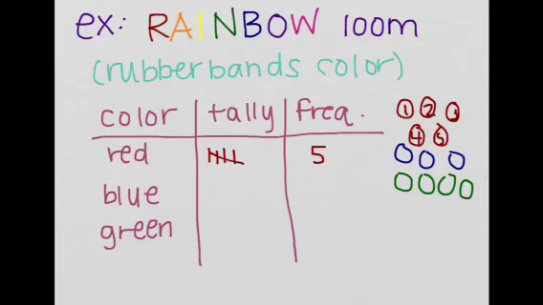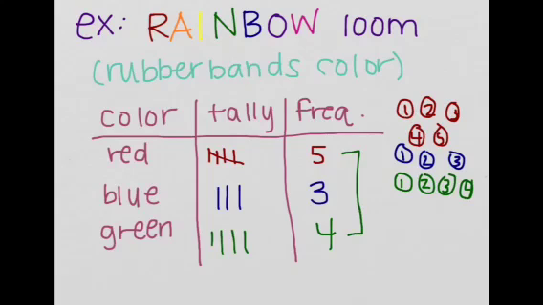For the blue, we have 1, 2, 3 blue rubber bands. So 3 and 3. For the green, we have 1, 2, 3, and 4. So in tally marks, we have 4, and the frequency is 4. Okay?